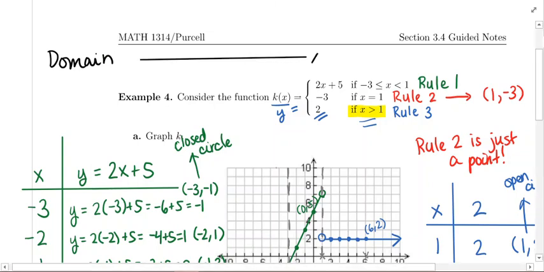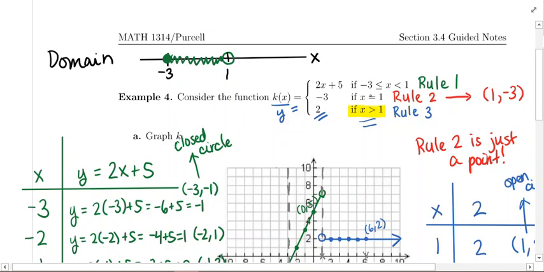All right, so let's talk about rule number 1. Rule number 1 exists for x values between -3 and 1. Basically, if you look at the endpoints here, -3 is less than or equal to x, so x can actually equal -3, so I'm going to put a closed circle there. As far as 1 goes, x has to be strictly less than 1, so rule 1 does not cover what happens at x equals 1, so I'm going to put an open circle there. But rule 1 applies for all x values in between.